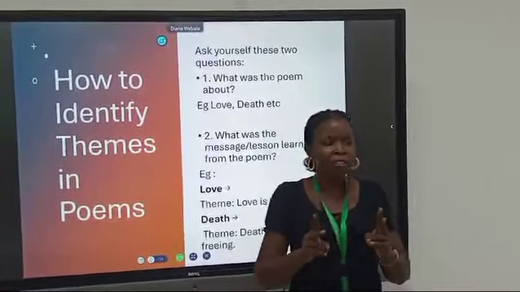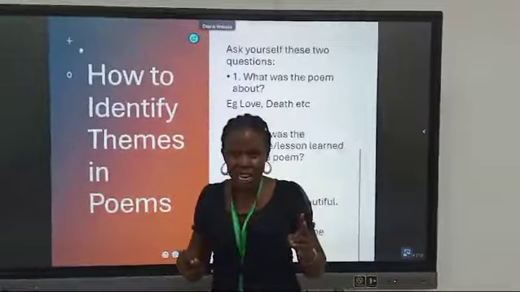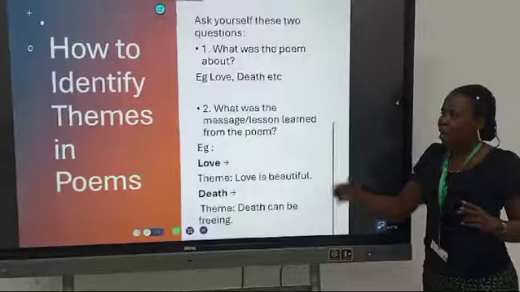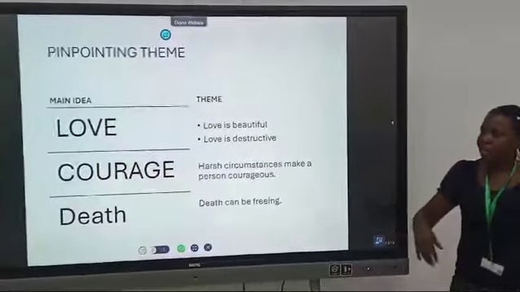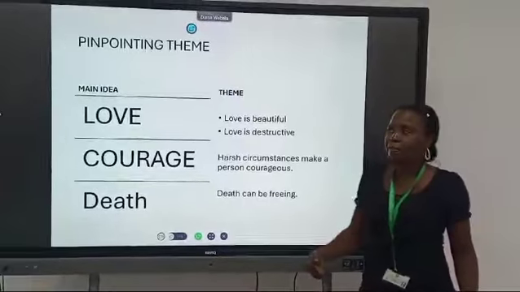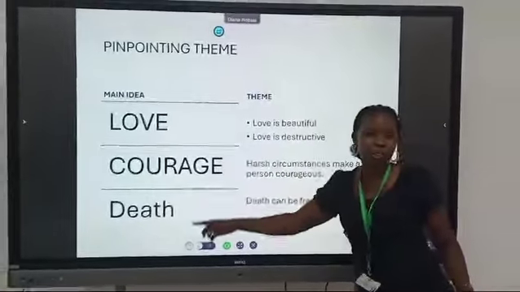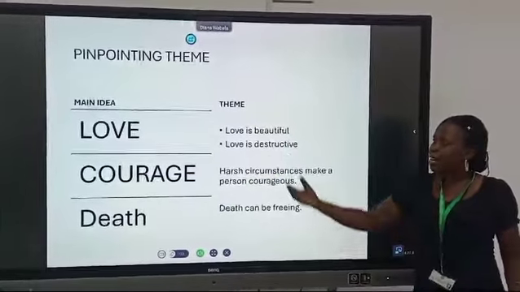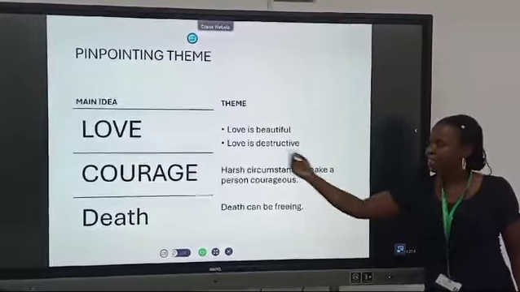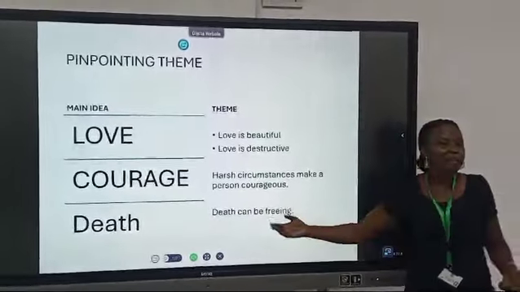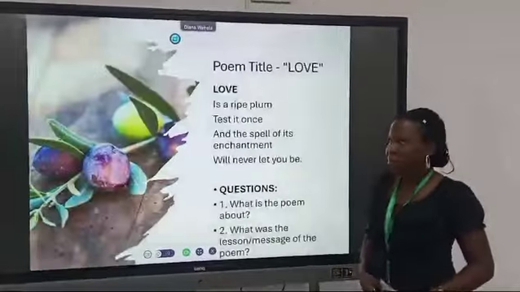Now, get the difference. The poem is about love, main idea. But love is a beautiful thing. That is now our theme. Then, pinpointing the theme. So it's not enough to just say love, caring, or death. Love, what is the theme? It can be love is beautiful, love is destructive, or death. What about death? Death can be freeing, for example.